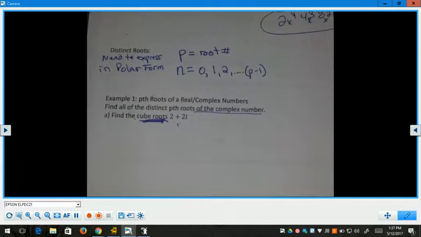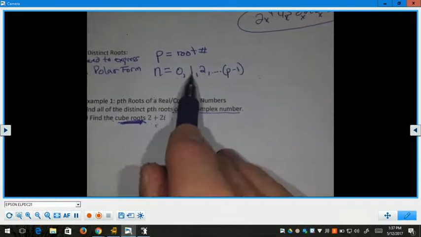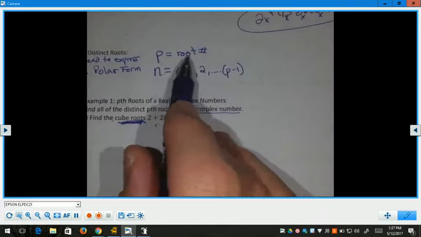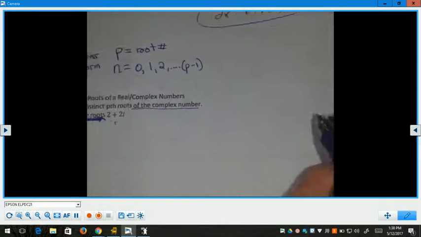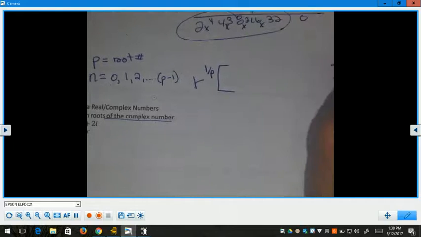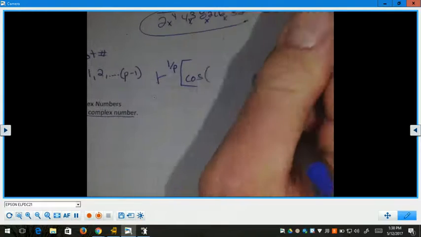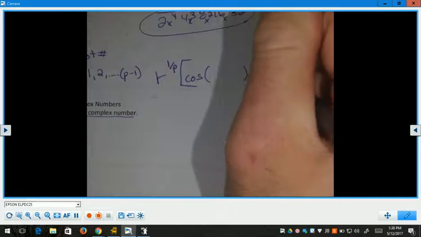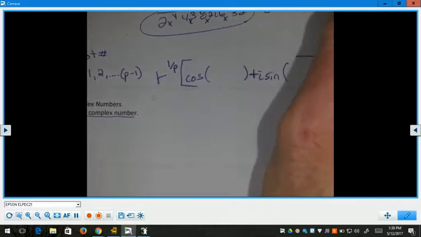And so here's the formula that we use as long as it's in polar form, and we have to use this formula however many times. Whatever the number of p is, that's the number of times we have to use this formula and calculate each of these. So here they are. R to the power of 1 over p times, remember I said it would be in polar coordinates? It's going to look like a polar coordinate, except we're going to have something different inside the cosine than just theta, plus i sine of that same thing.